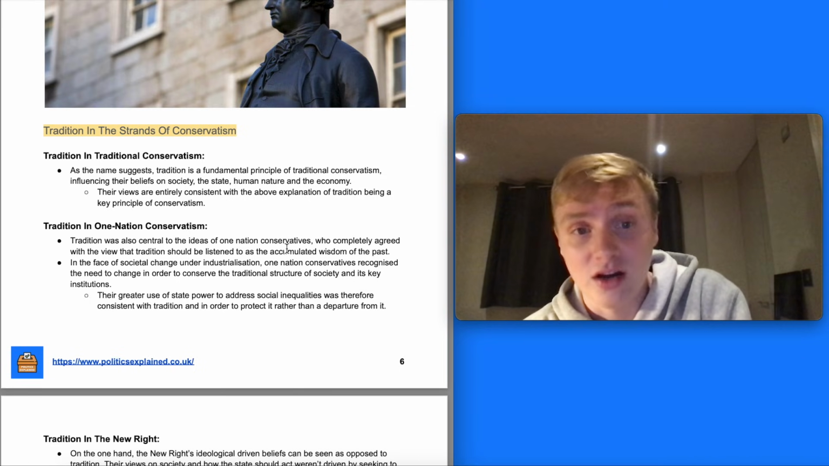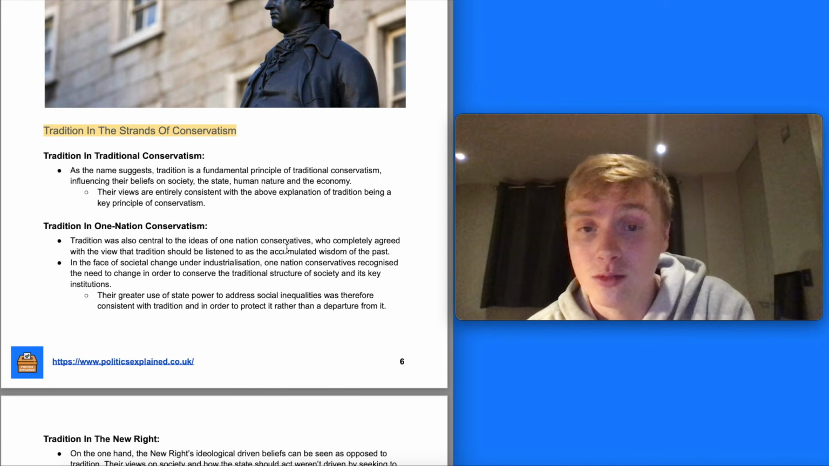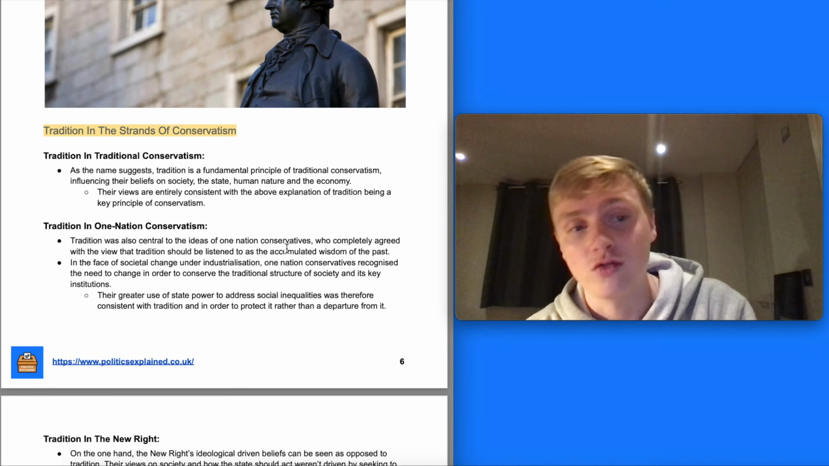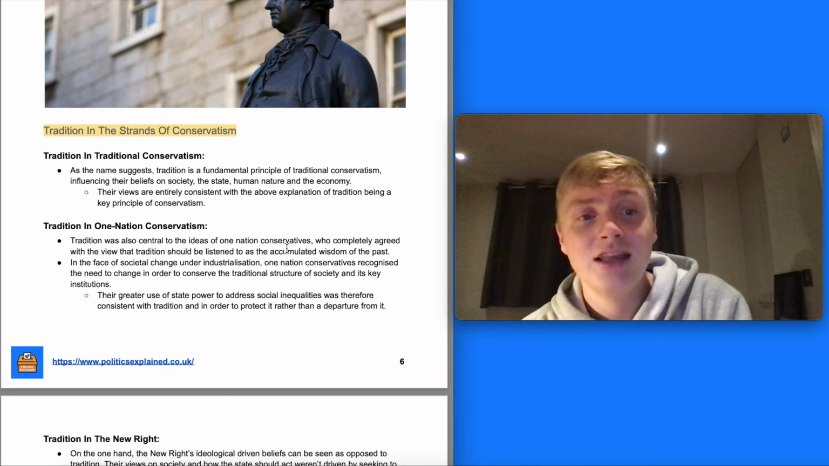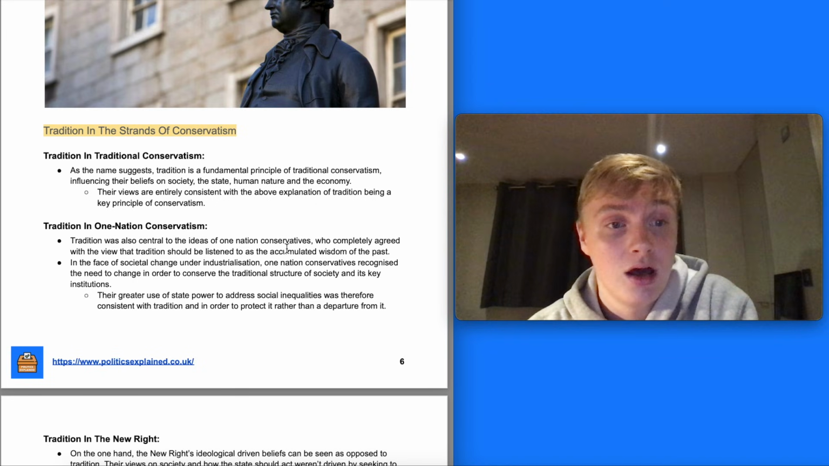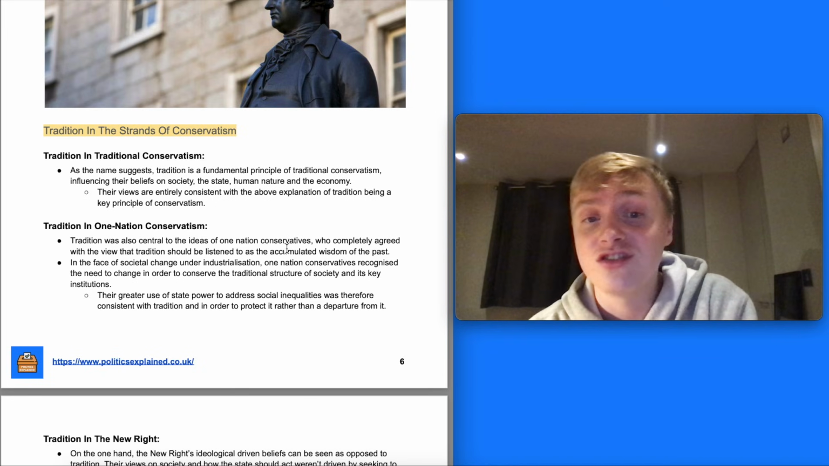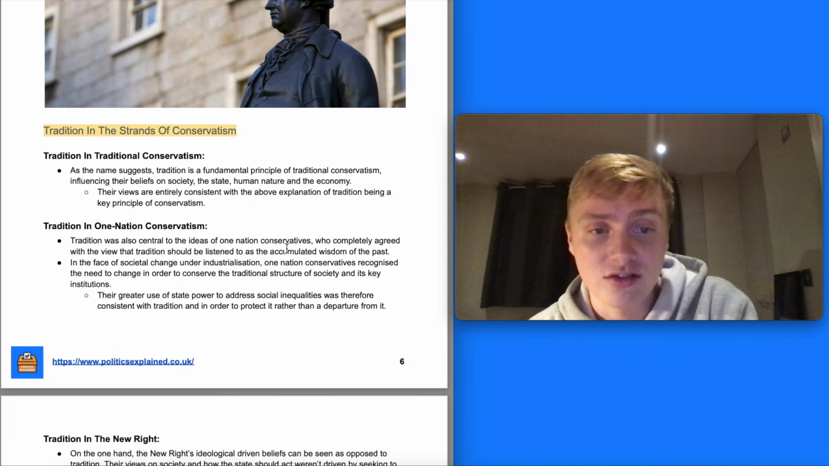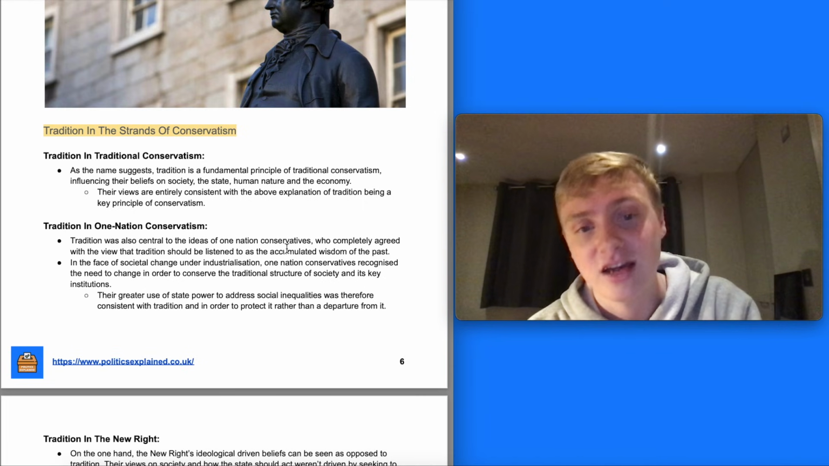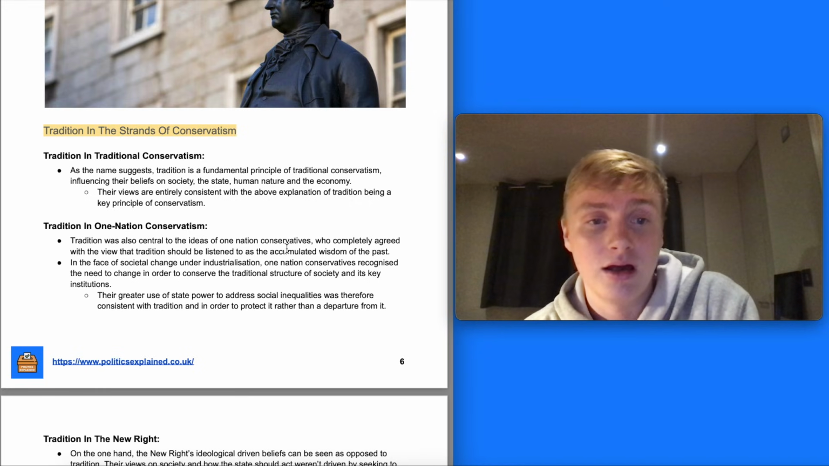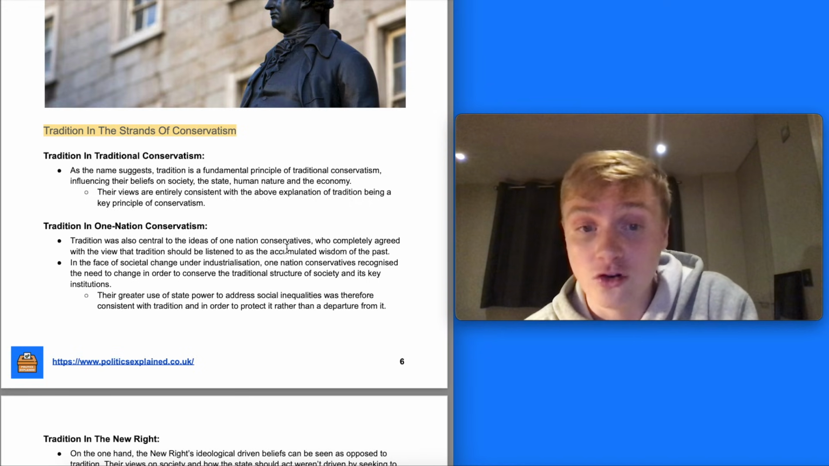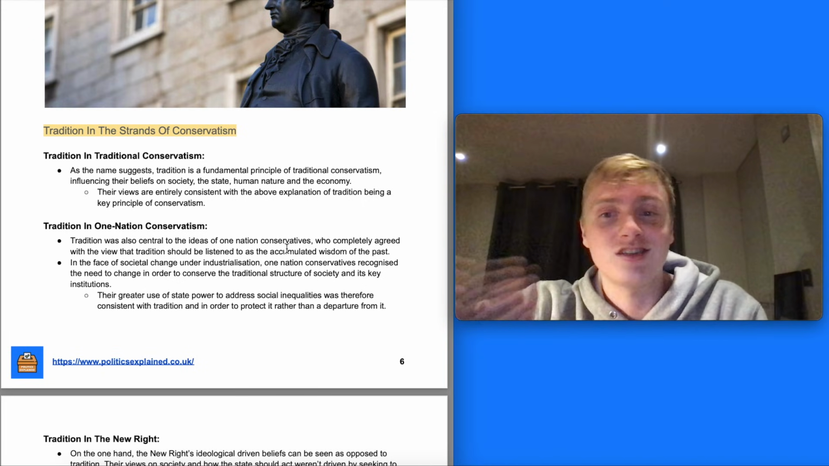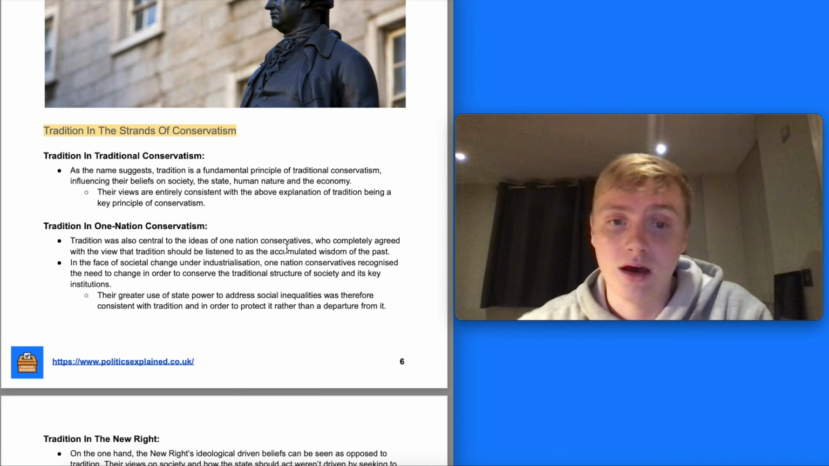It's also really important in the ideas of one nation conservatives, who effectively completely agree with the view that tradition should be listened to, in the accumulated wisdom of the past. They're very consistent with traditional conservatives in this view. In the face of societal change under industrialization, they recognise the need to change in order to conserve these traditions and this traditional structure of society and its key institutions. So their greater use of state power and state intervention, even though it was massive in the 19th century especially, to address social inequalities, was therefore consistent with tradition, and in order to protect it, it was changing to conserve, as we discussed within pragmatism.